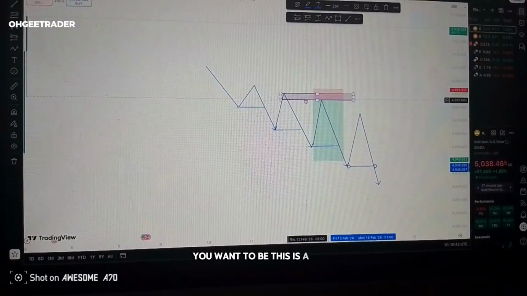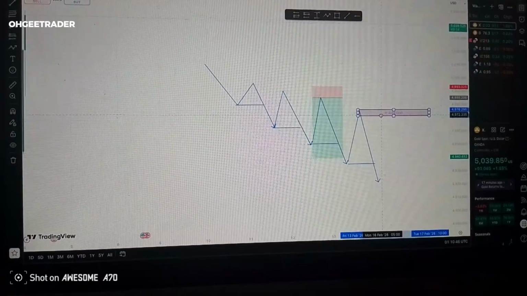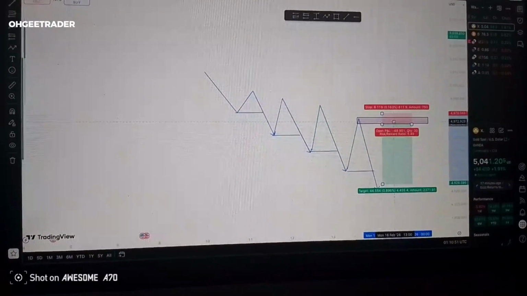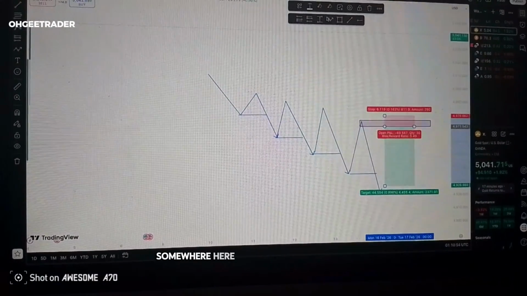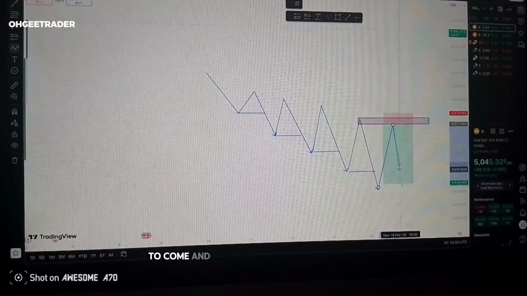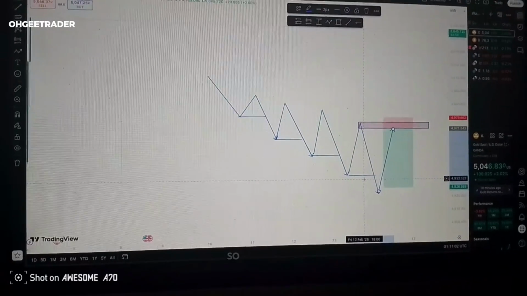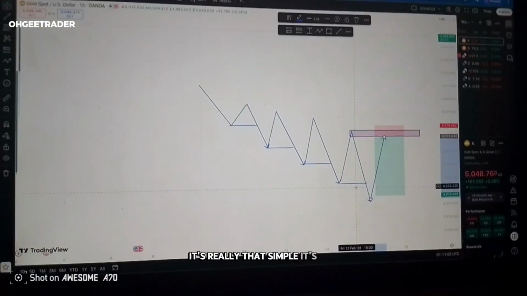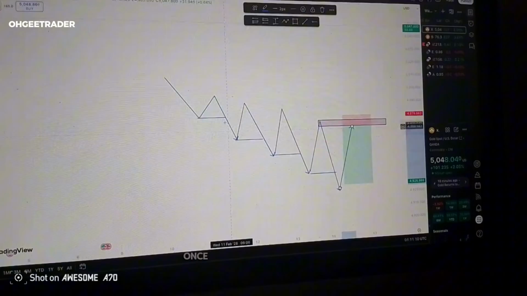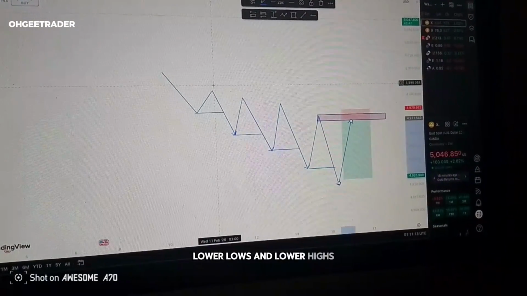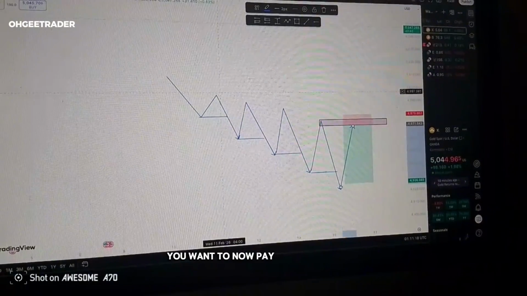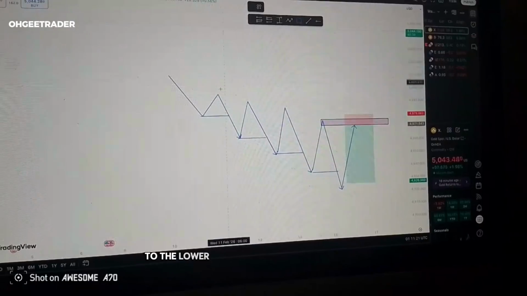So what do you want to do? This is a zone you want to be paying attention to, this area. Put your entry somewhere here, for the market to do what? The market will obviously pull back in this area to come out with another breakout structure, since we're in a downtrend. So yeah, really, that's it, guys. It's really that simple. It's not something complicated. Once you understand lower highs and lower lows in the case of a downtrend, you just want to see the market taking out the previous lower low, right? And once it takes out the lower low, you want to now pay attention to the lower high that took out the lower low.